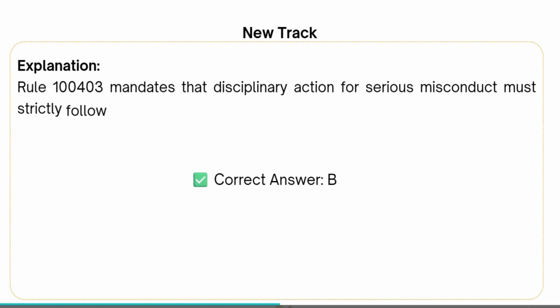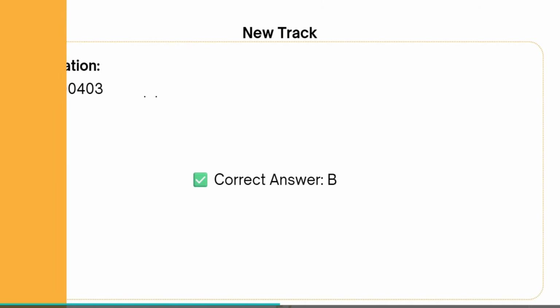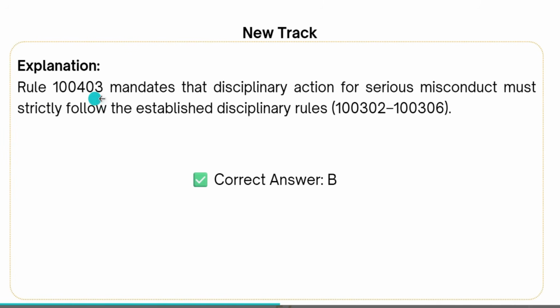The right option is option B, which says must follow proceedings in Rule 1003 paragraph 2 to Rule 1003 paragraph 6. Rule 1004 paragraph 3 mandates that disciplinary action for serious misconduct must strictly follow the established disciplinary rule, which is from Rule 1003 paragraph 2 to paragraph 6. So the correct option is option B.